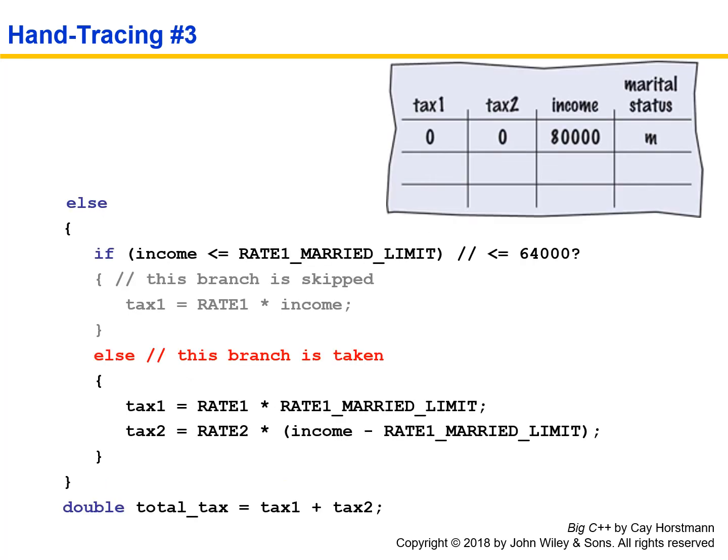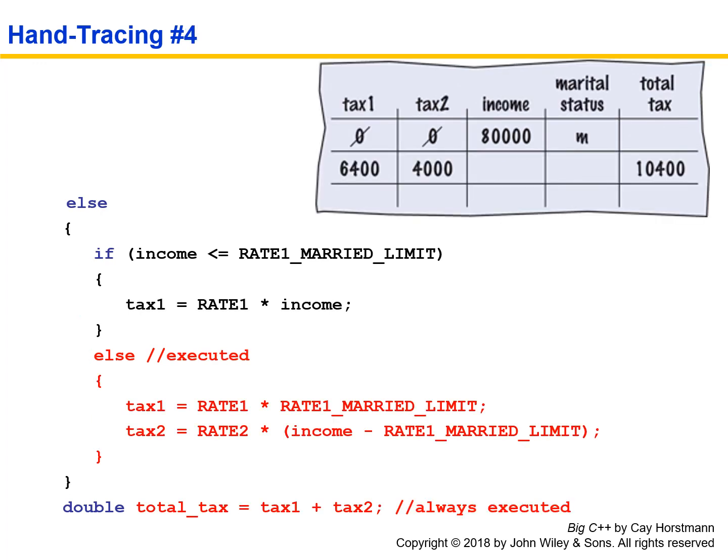Then if income is less than or equal to rate 1 married limit, well, what was that? Let's look it up. It was 64,000. Well, 80,000 is not less than or equal to 64,000, so that branch is skipped. And we're going to go to the else, and we're going to take this branch here. So rate 1 times rate 1 married limit is tax 1. That's 6,400. Rate 2 times the remaining income, income minus rate 1 married limit, is 4,000. And then we calculate total tax as tax 1 plus tax 2, $10,400.